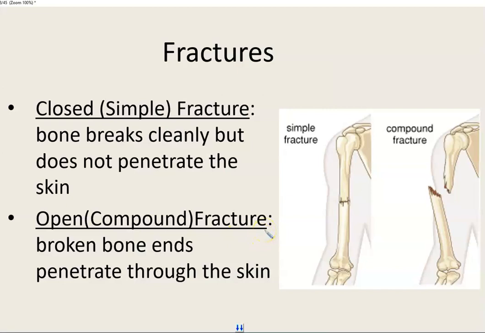Now we move on to fractures. So we have just hopefully a few minutes left or so. Well, I'm doing okay in an hour.